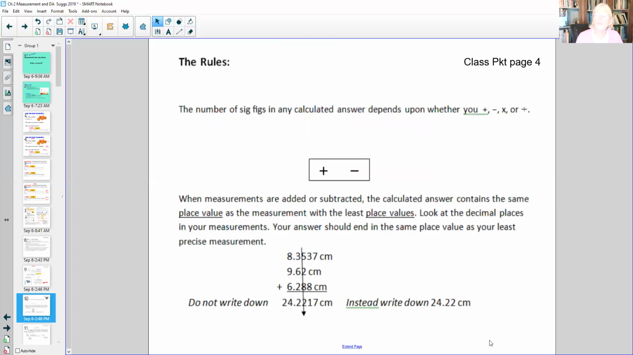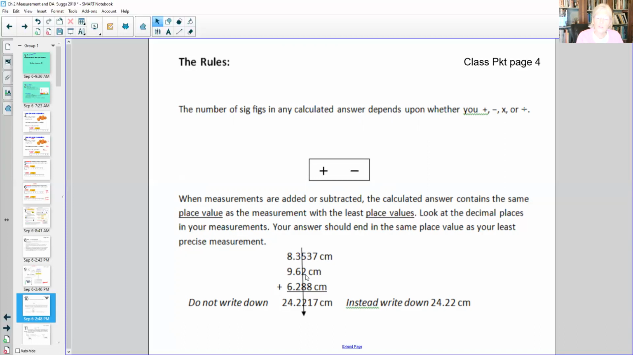We have 2 different rules for when we manipulate sig figs. There's one rule for when you add and subtract. This rule is explained on page 4 in your class packet. If you're adding numbers, all of which have a limited number of sig figs, you can only express your answer when you add or subtract to the place value. I always think with the down arrow, the place value of the least significant number, which is 9.62.